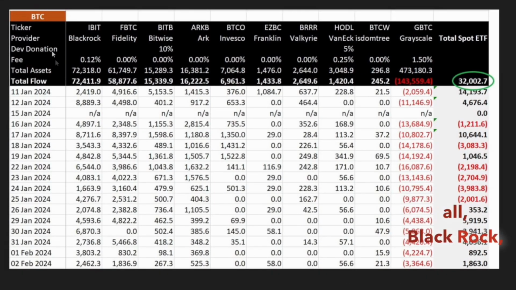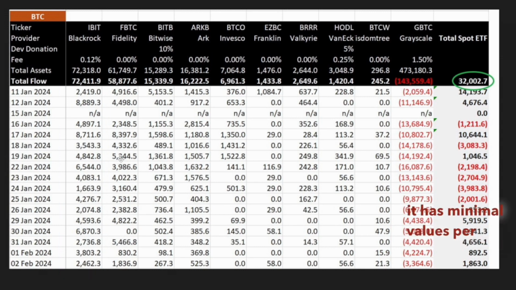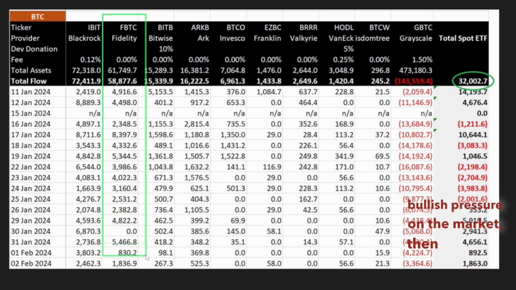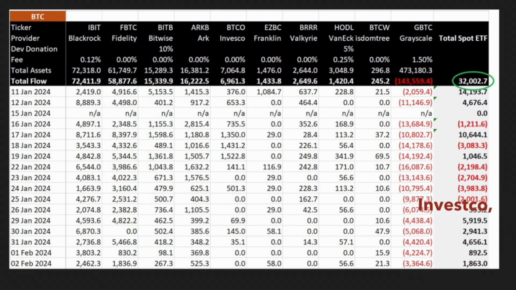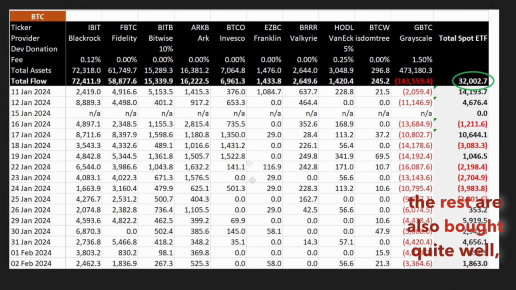First of all, BlackRock. Yes, of course, IBIT. Here's a very powerful buyer. Bitcoin is constantly bought there, about 1,000 a day, with minimal values of 1,000 Bitcoins. A good one creates bullish pressure on the market. Then naturally Fidelity and Invesco. Yes, and these are such big giants, the rest are also bought quite well. Pressure with Grayscale drops, yes.